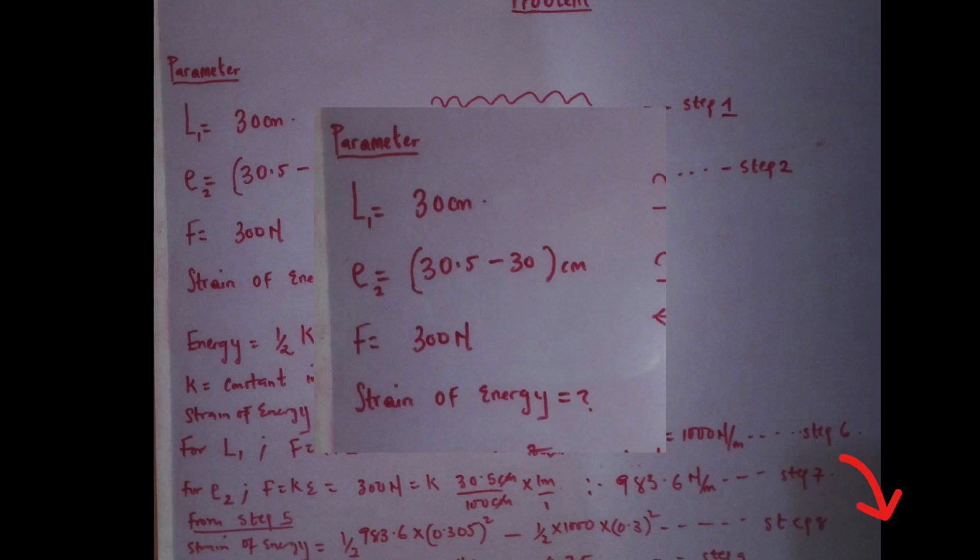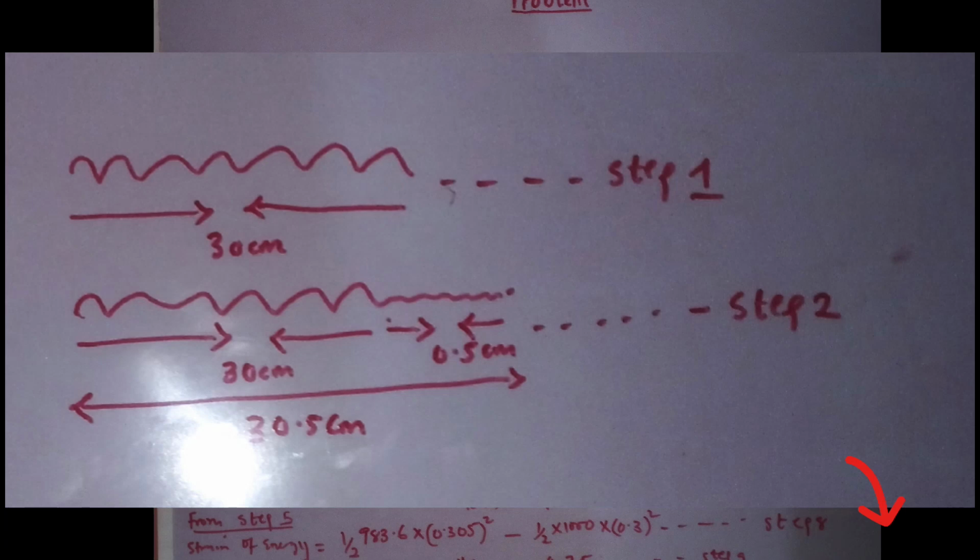We have our force. We were given our force, which is 300 Newton. Then we have the strain energy. Here in Young Modulus, we have different ways of calculating strain energy. So before I move further, let's go into step 1. Step 1, this is the original length, which is 30 centimeter. As you can see, the length has not extended.